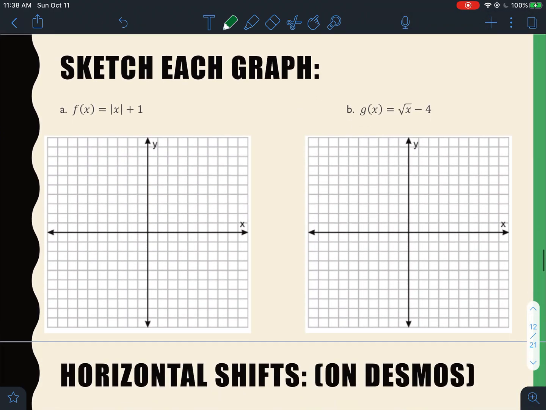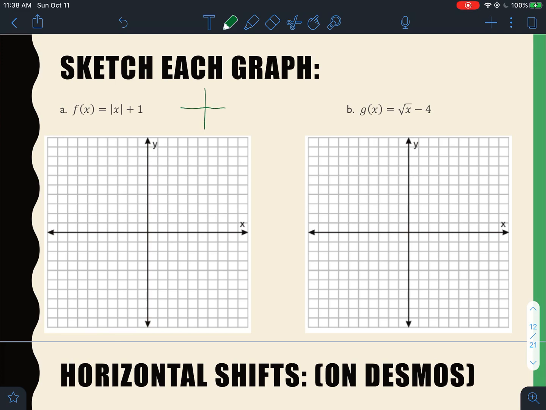So why don't you guys go ahead and see if you can do these two guys. What happens if you take the absolute value of x plus 1? And what happens if you take the square root of x and subtract 4? So take a minute, pause the video, and see if you guys can sketch each of these graphs based off of the parent function.